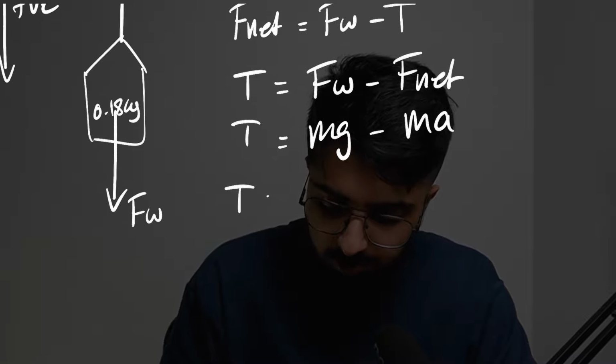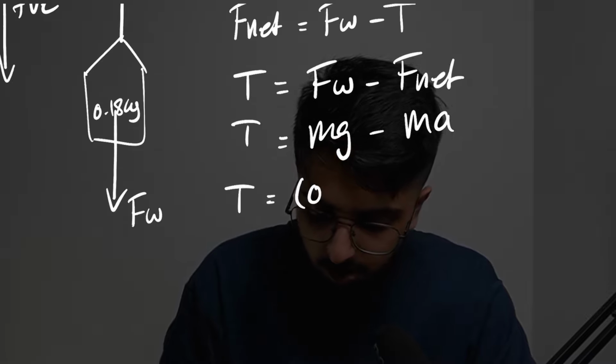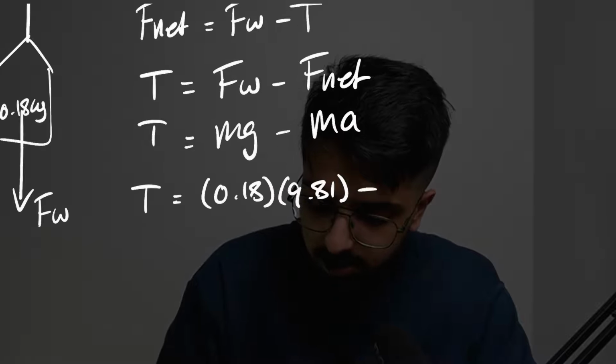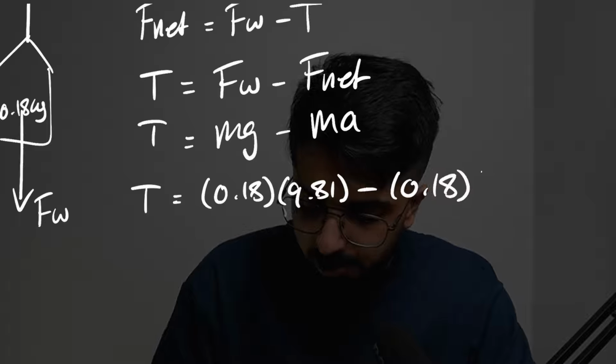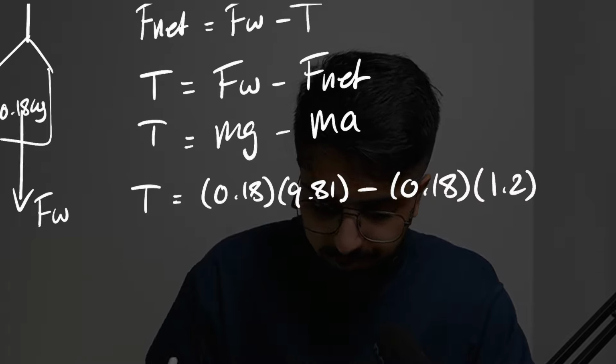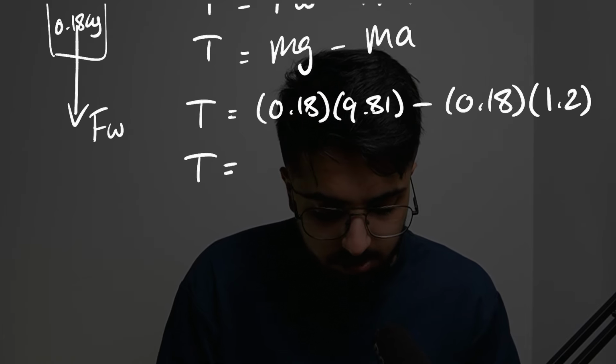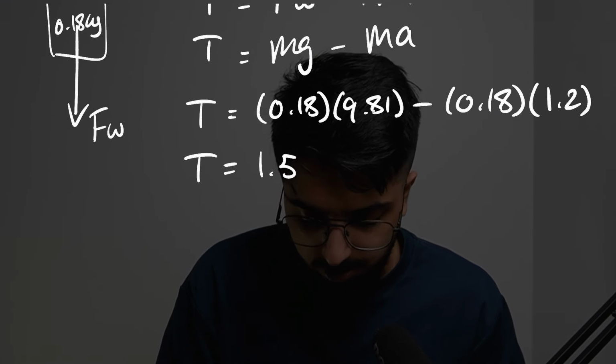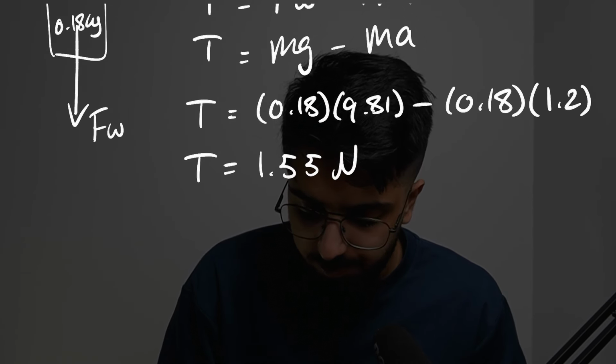So our tension is equal to our mass, which is 0.18, times 9.81, minus our mass again of 0.18, times our acceleration of 1.2, and this gives us a tension of 1.55 newtons. There we go.